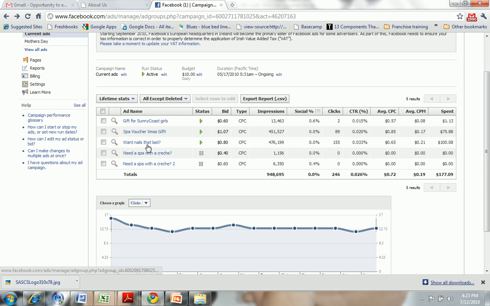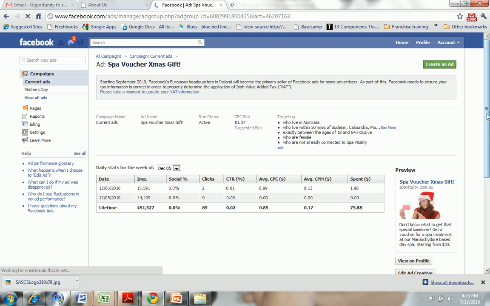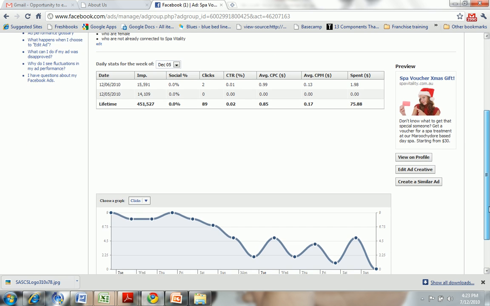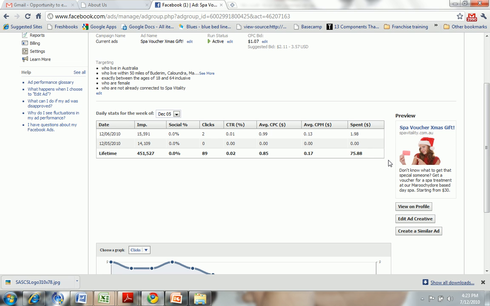So here's the ad. That was the ad there that was working the best. Here's another ad that is working pretty well but not as well. So this is a Christmas gift one. This one we've actually got it set to only run for a set period, which is leading up to Christmas. So we may be prepared to keep running that with that in mind.